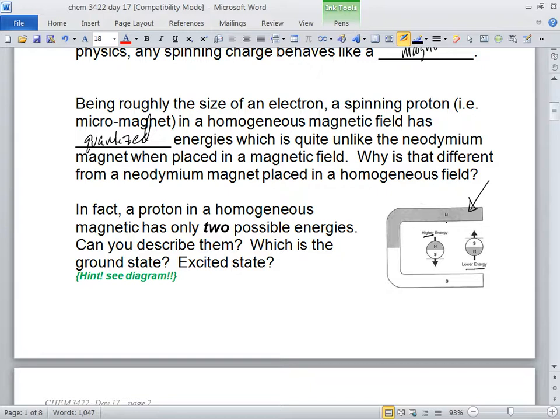Okay, and you can use the words excited state, ground state, but it's kind of confusing. It's easier just to recognize, okay, well, the little spinning magnet can be lined up, or it can be working against the magnetic field. So which is the ground state, which is the excited state? You can see the ones where they're opposite are going to be the ground state, right? Because they're attracting, it's more stable, lower energy.